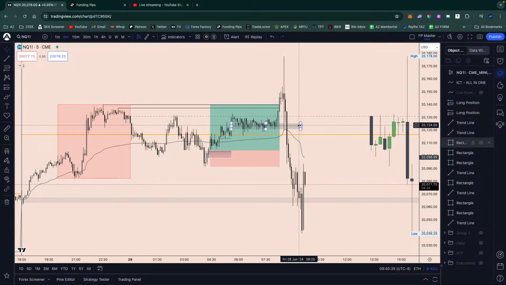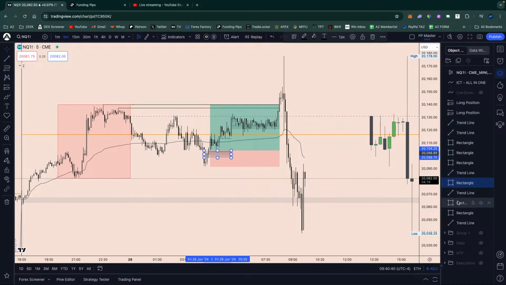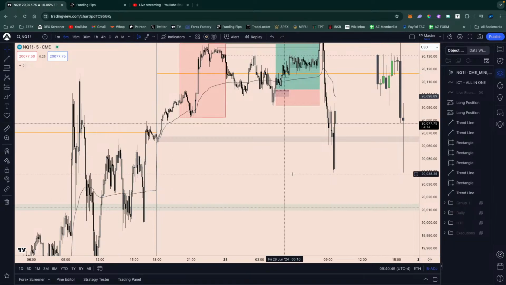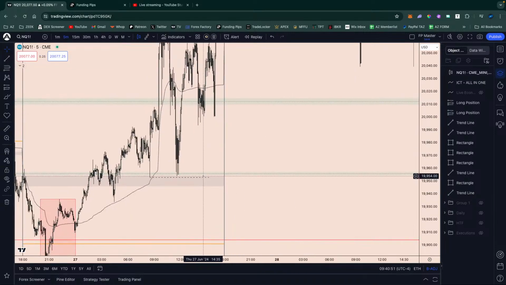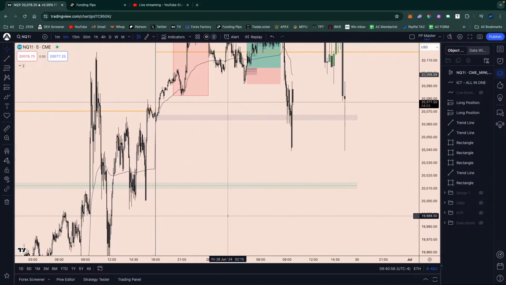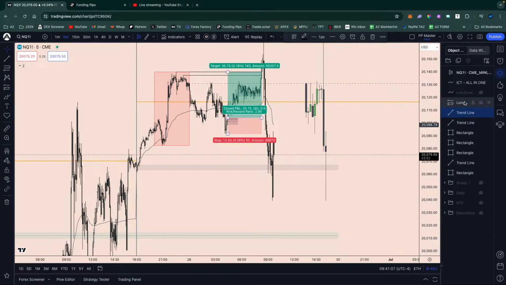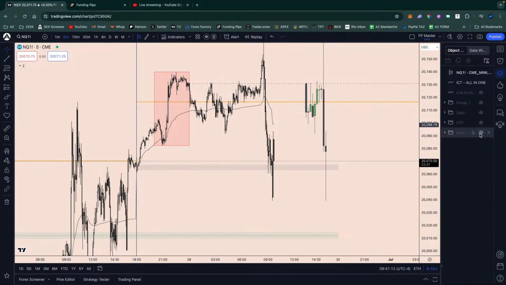All these lines. Let's get rid of this one here as well. Yeah, okay, perfect. I'm going to pull all of them into my executions folder for the week.